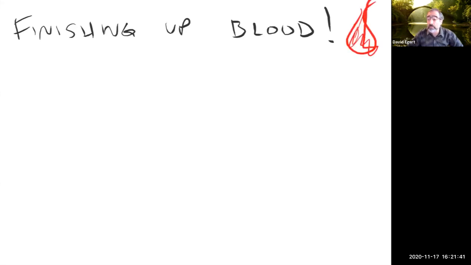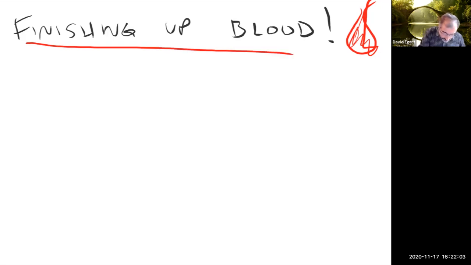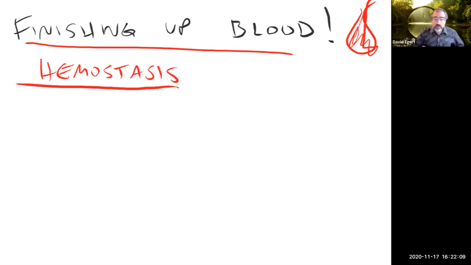Again, we're going to come back to the white blood cells when we do the immune system. We're not going to be done with all the blood, because the lymphocytes, the macrophages, the basophils, the eosinophils, the monocytes are things that are going to come back in the immune system. But for right now, let's talk about hemostasis. So hemo, blood; stasis, stopping.